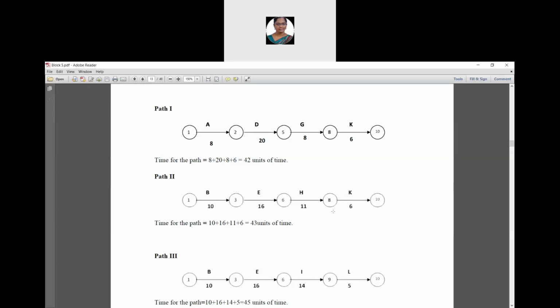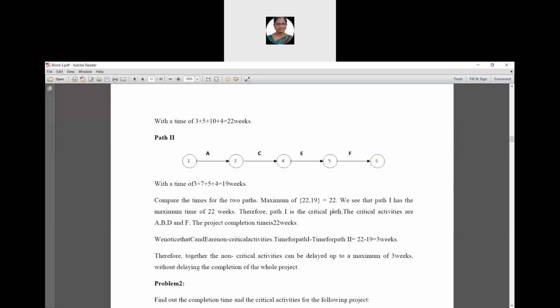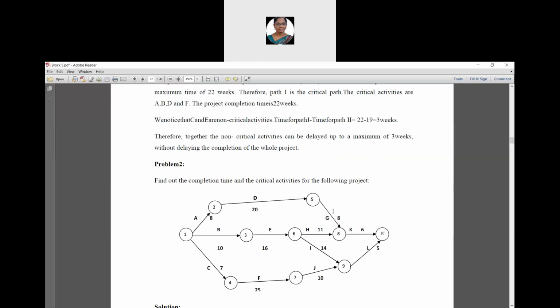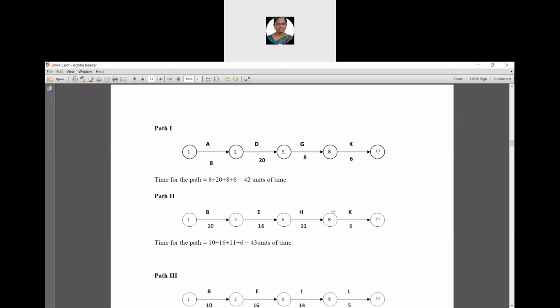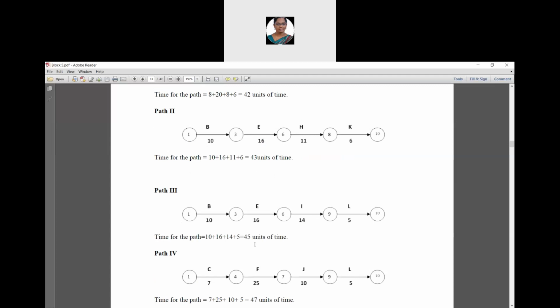So we have to sum up all the time duration values. 10 plus 16 plus 11 plus 6. So what do you get? It is 43 units of time. Then path 3.